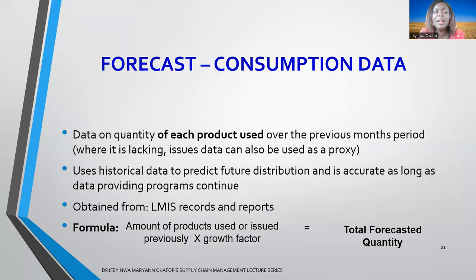Okay. Now, we are going to have a closer look at forecasting using the consumption data. Using the consumption data, we consider data on the quantity of each product used over the previous months' period. Where this data is lacking, issue data can also be used as a proxy. So when you don't have consumption data, that is, data of products that have been used over a period of time, you can use issue data.